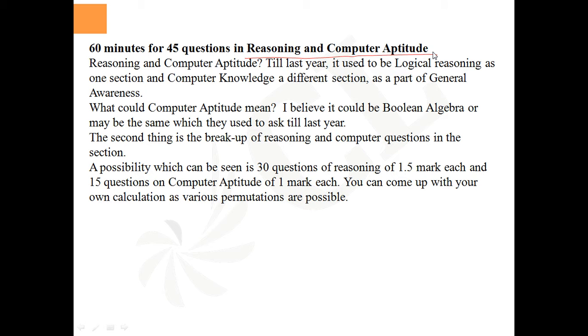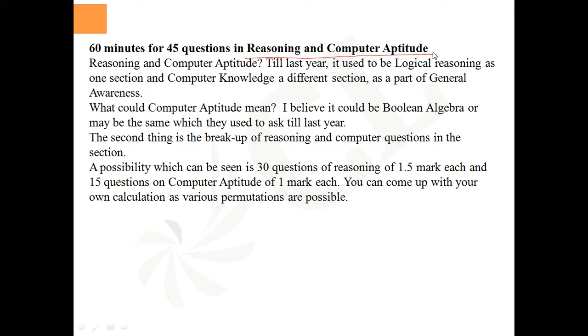For example, Boolean algebra. Boolean algebra requires a lot of logic, right? So probably, can I say that this year you can expect Boolean algebra questions? You never know. You may expect that, because it is now computer aptitude, not computer awareness. That is the first thing. If not, then regular computer questions are quite a possibility.